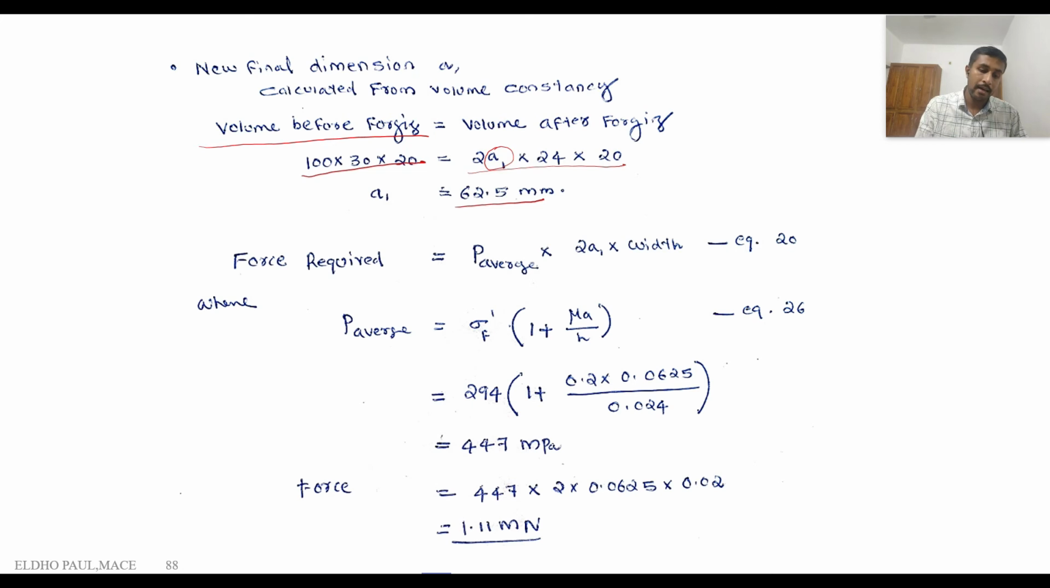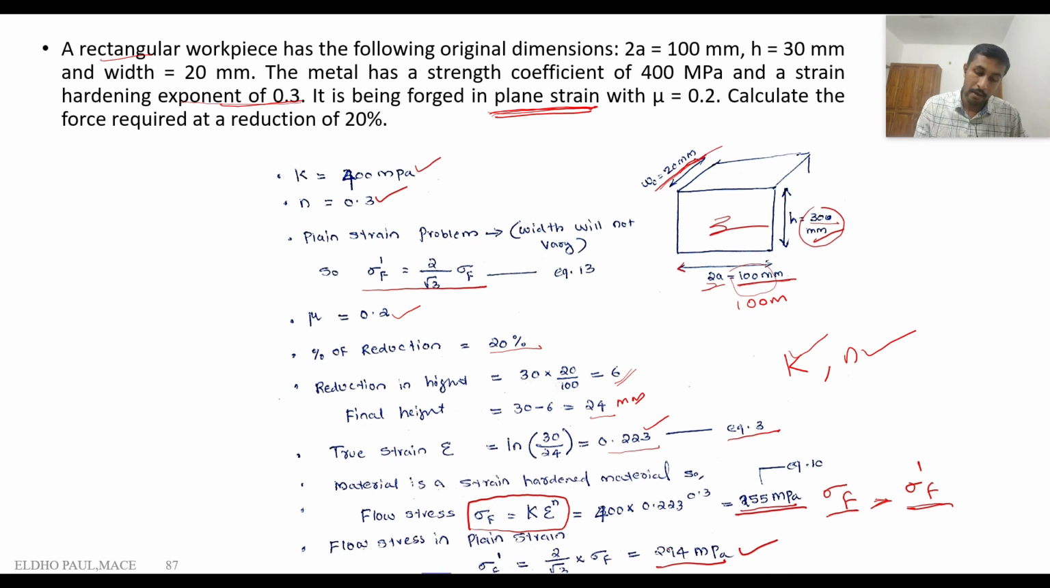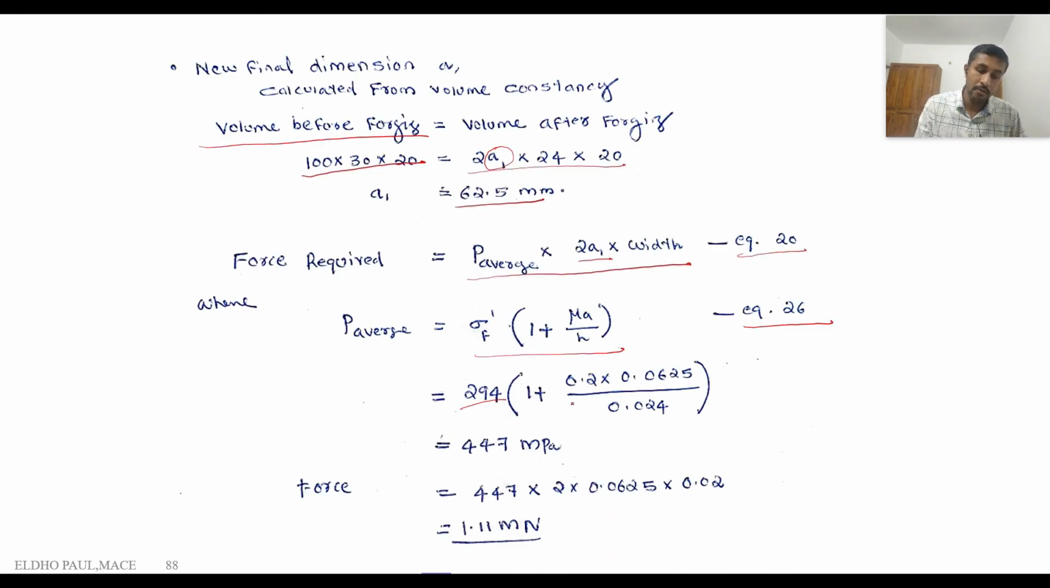Then we can calculate the force, that is equation number 20. We already discussed this. P average into 2A1, that is the final length into width. There is no change in the width. Then the average pressure: this is the equation to calculate the average pressure for the rectangular workpiece, equation number 26, which we already discussed. Substitute all the values. 294, that is the value of sigma dash f. So 294 into 1 plus mu, which is given. A we already calculated here. In here it is in meters. The final height is already calculated, 0.24 mm.